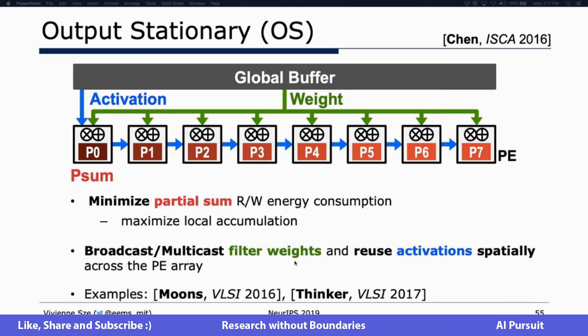Reading from a shared global buffer is going to be 6x the energy, and then going to DRAM is going to be the most expensive, right? So farther and larger memories consume more power.